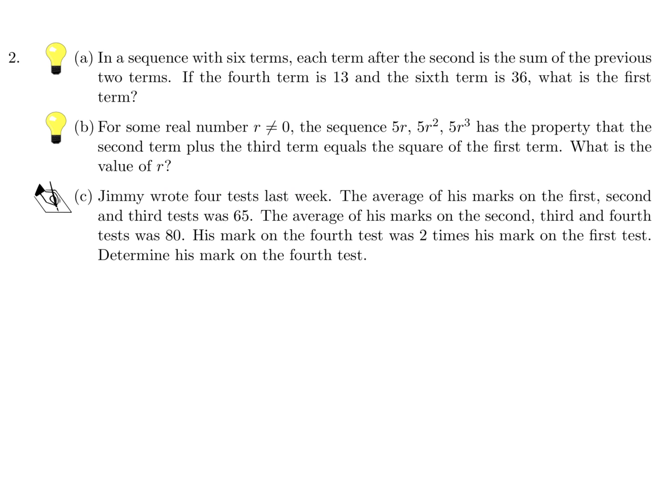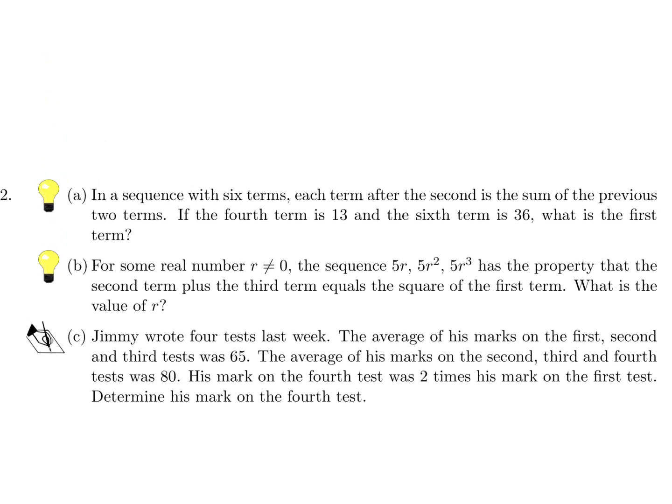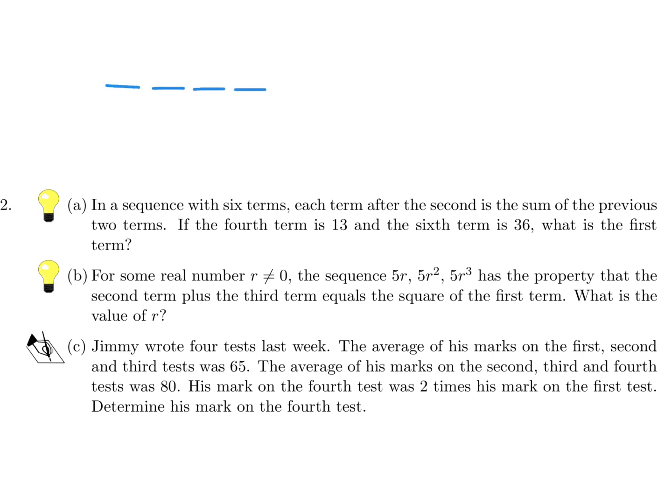In a sequence with 6 terms, each term after the second is the sum of the previous 2 terms. If the fourth term is 13 and the sixth term is 36, what is the first term? 1, 2, 3, 4, 5, 6. So let's just say that's A and that's B. Then according to the question, after the second term, it'll be the sum of the previous 2, so that'll be just A plus B. Then this will be the sum of the previous 2 terms, which is A plus 2B. Then this is 2A plus 3B. And then finally, that is 3A plus 5B.